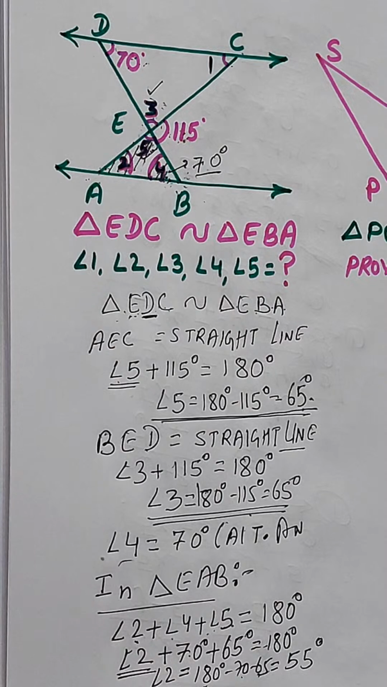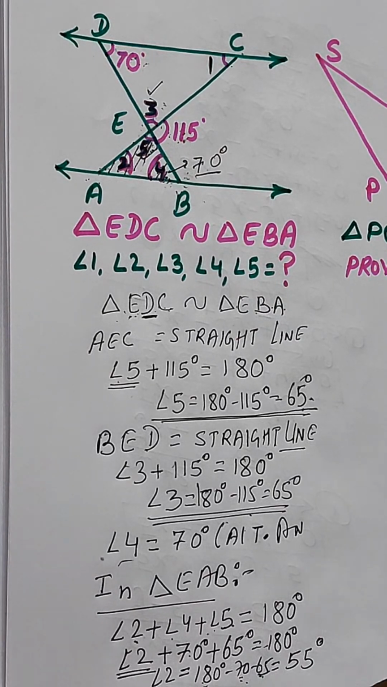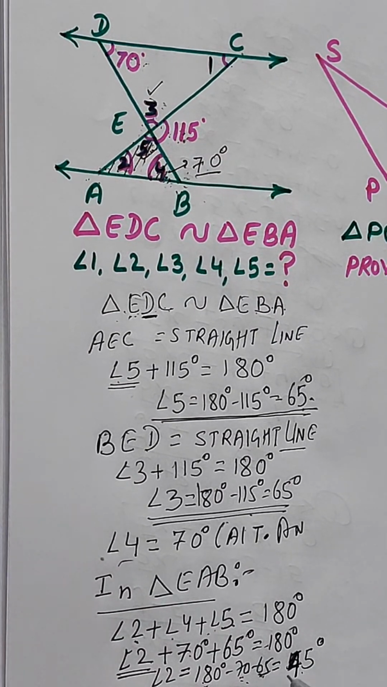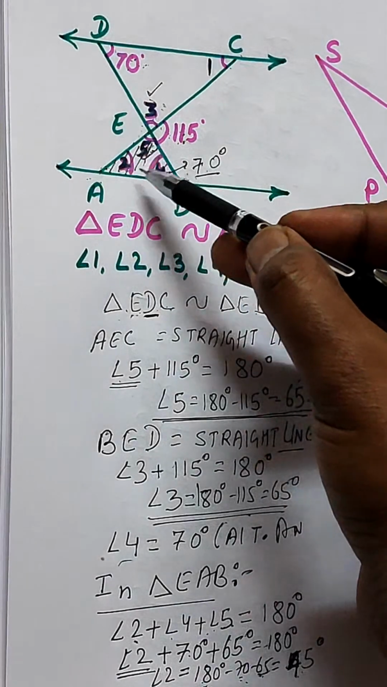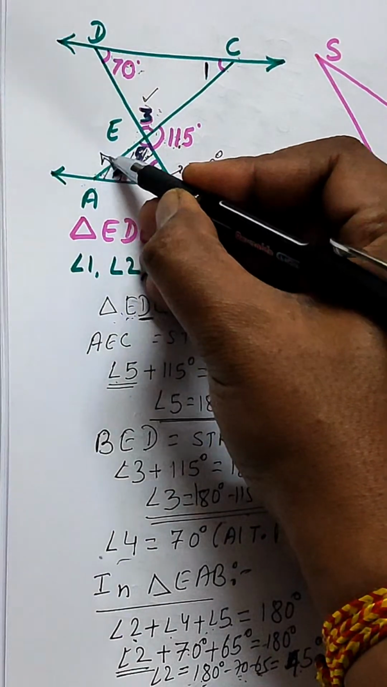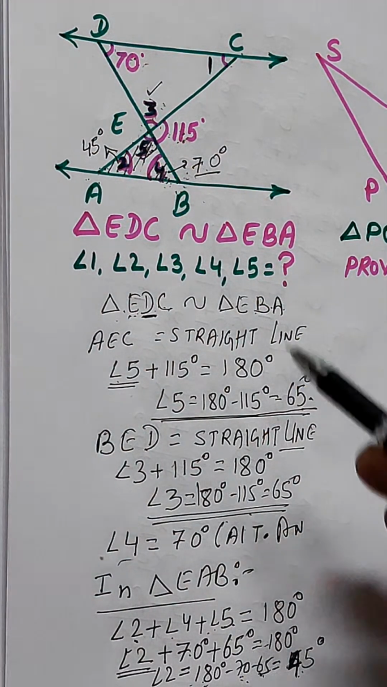And let us cross check. 180 minus 135. So it's not 55, it's 45. It's a calculation mistake. So we can write it as 45 degree. So now all three angles of this triangle are calculated, right? Angle 2 is calculated as 45. This is calculated as 45 degree now. Now we have all the measures for this triangle.